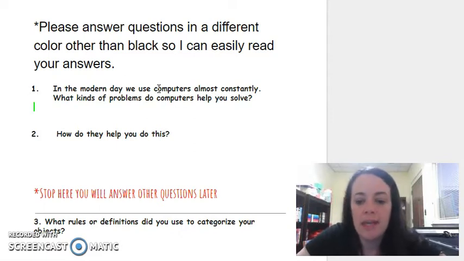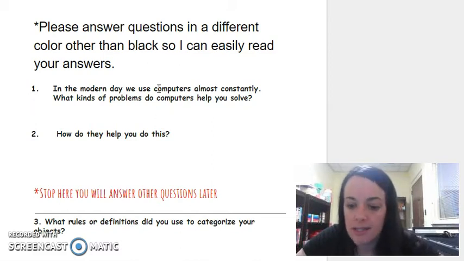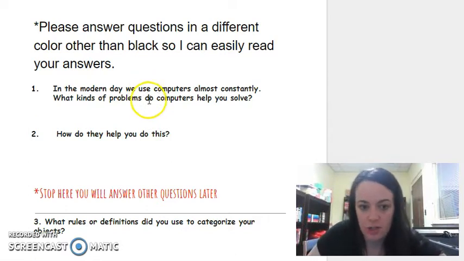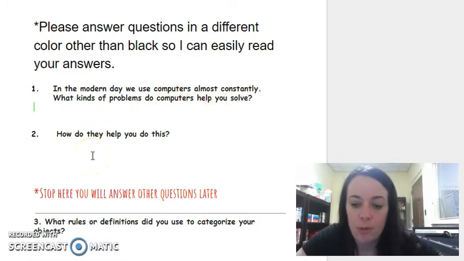So before we begin, I want you to answer the following questions. The first one: in the modern day, we use computers almost constantly, meaning all the time. So what kinds of problems do computers help you solve? So I want you to type your answer there. And then also, question number 2, how do they help you do this?